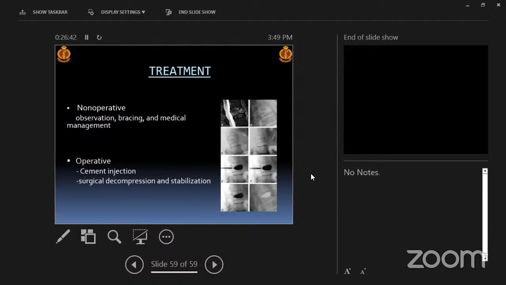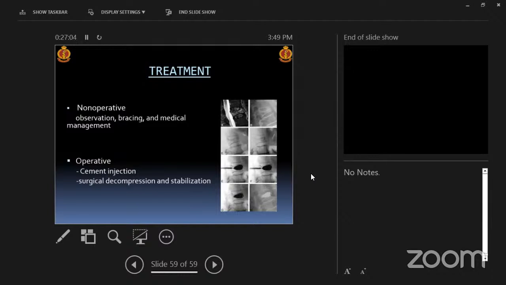Surgery: we have 2 types of surgery. Cement injection, kyphoplasty or vertebroplasty, or surgical decompression and stabilization. Indication for cement injection is intractable pain for more than 4 to 6 weeks. So if your patient is not responding to medical treatment, you go with cement injection. And we have 2 types, kyphoplasty and vertebroplasty.